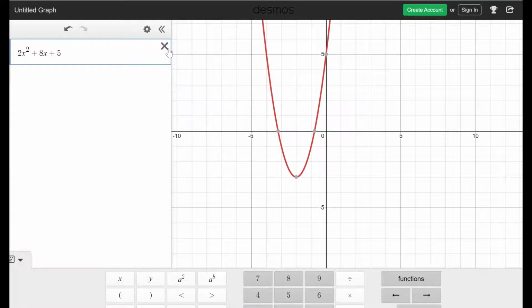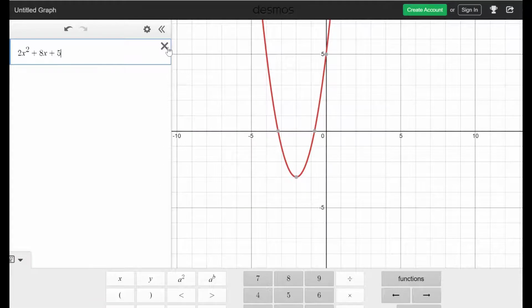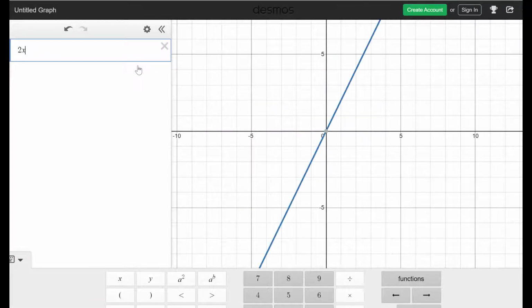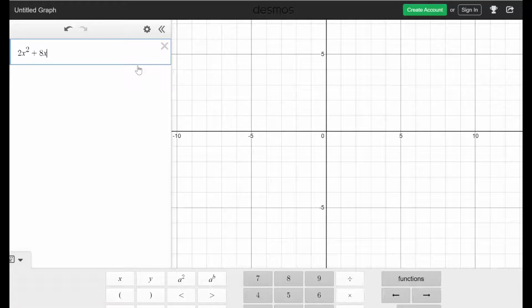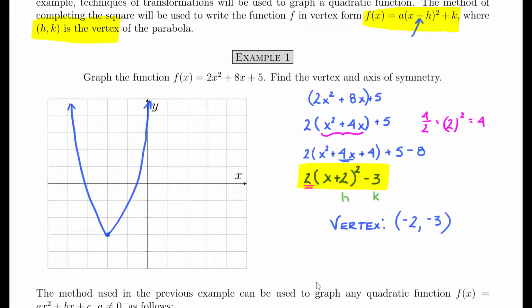Let me pull that up. Yeah, I've already graphed it once and I forgot to clear it off. So we have 2x squared plus 8x plus 5. That's the original function that we started with. Our vertex is right here. You can actually click on it on Desmos. I know with the TI-Inspire you have to do a lot of steps to get the vertex, but here on Desmos it makes it really simple. Click on it and we get (negative 2, negative 3), which is exactly what we came up with when we did completing the square and computed it algebraically.